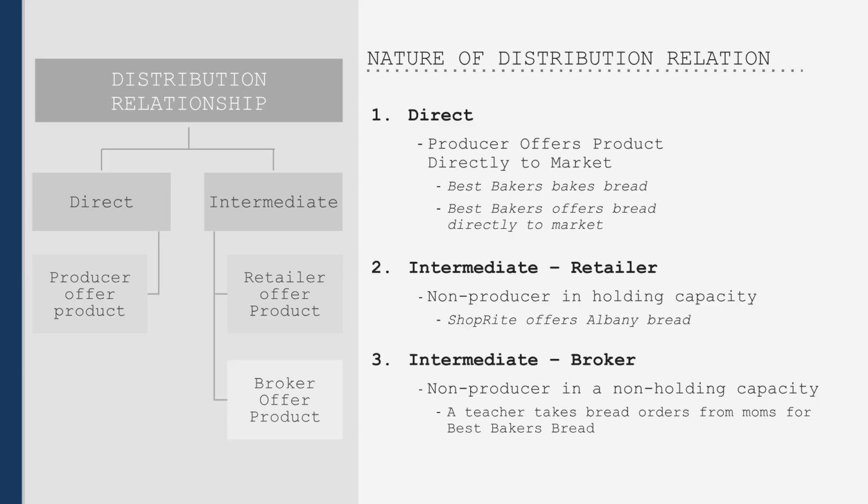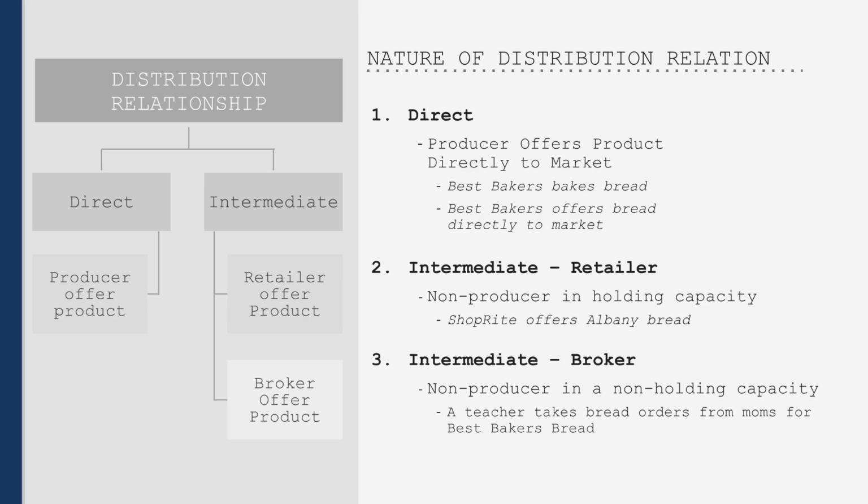The producer and the marketer are the same party. For example, Best Bakers bakes the bread and sells it directly to buyers. In an intermediate distribution relationship, another party takes the product to market. This can be a retailer or a sales broker. A retailer owns the product and then resells it. For example, a supermarket buys bread from Best Bakers, owns it, and then sells it to buyers.